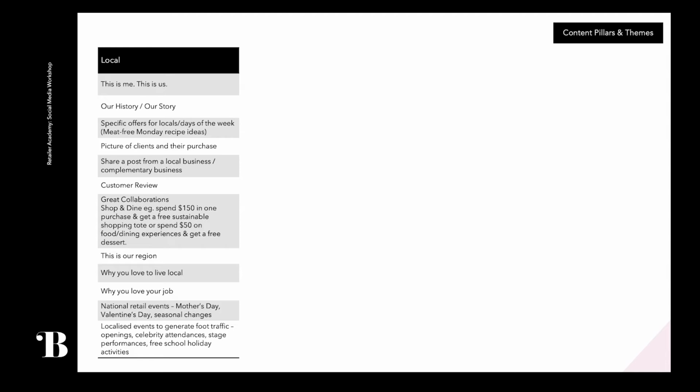So the last one here is localized events around generating foot traffic. Now that could be anything within individual centres or regions or communities. If there's going to be a lot of people around, you want to entice them over to you as well, and that's also part of your social planning.